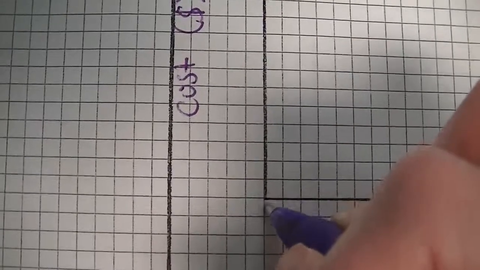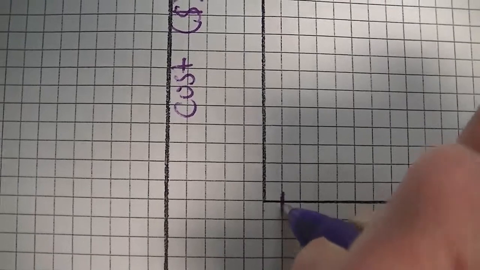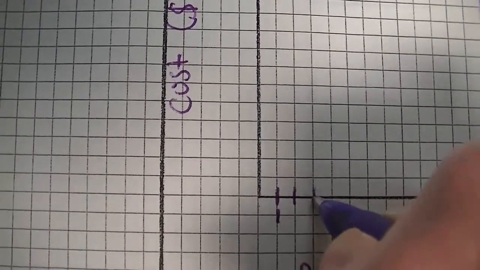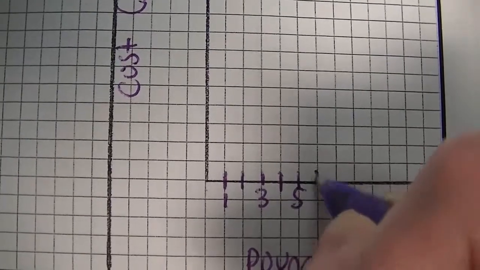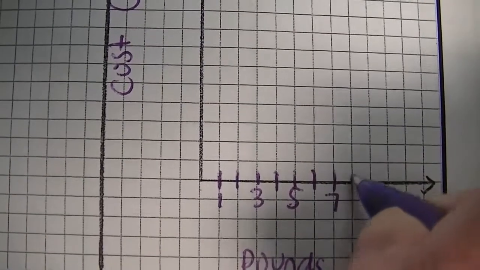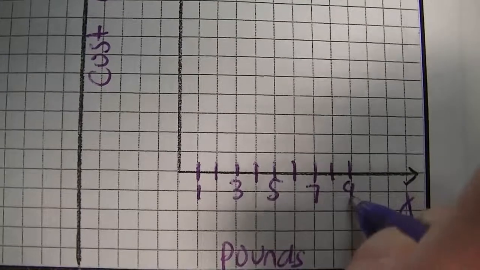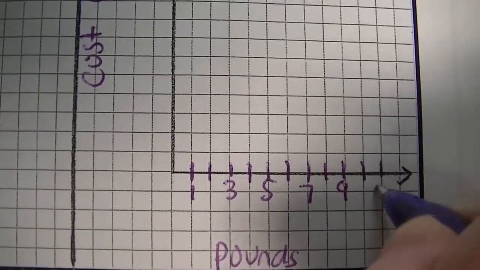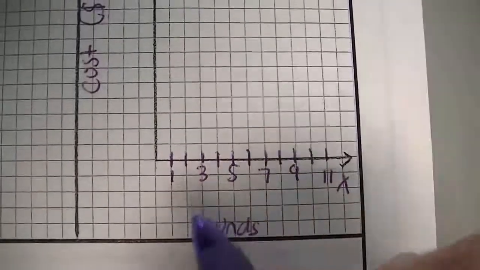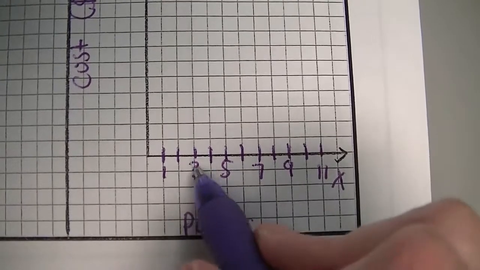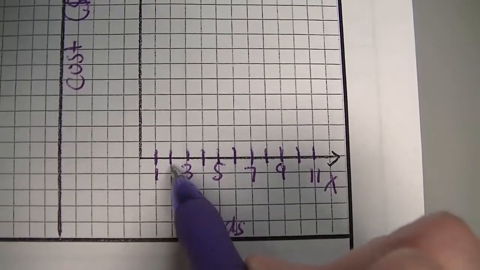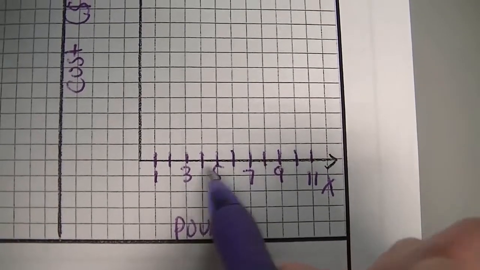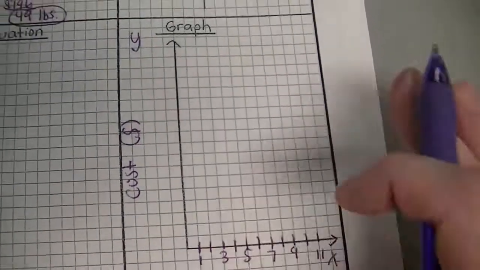So that first little notch right there is 0, and then 1, 2, 3, 4, 5, 6, 7, 8, 9, 10, 11. And just because I didn't write all the numbers there, that doesn't mean they don't exist. You'll see by the notches, between 1 and 3, that's 2. This is 4, this is 6, okay? So don't get confused, please.